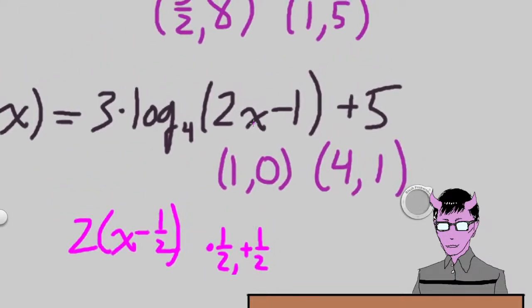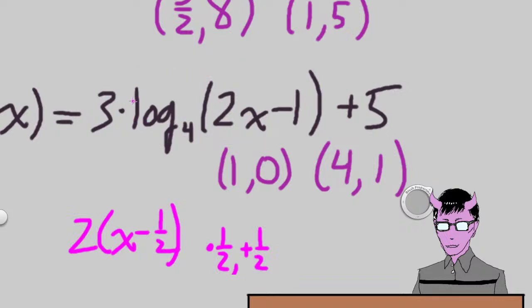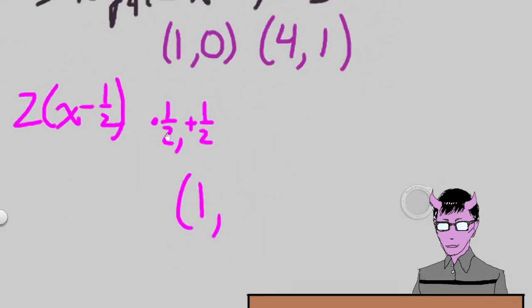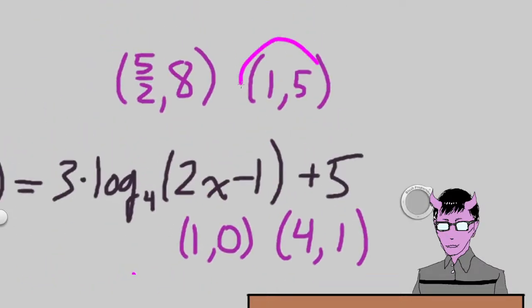What's happening to our y values? Well, pay attention to what's happening outside of the log function. And we can proceed in order because we're outside of the input. So times 3 first and then plus 5 second. 0 times 3 is 0. 0 plus 5 is 5. So 1, 5. What do you know?